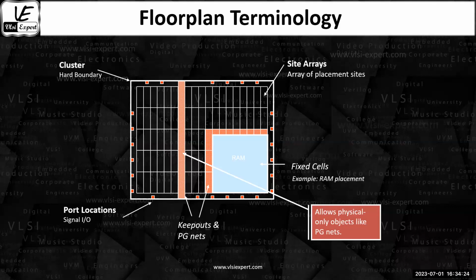So I think when you learn the PD portion, then you will be able to figure out all these things. I'm just giving an idea. These are a couple of terminologies: the port location, the cluster site array. This is my fixed cell. This is a keep out margin. So maybe you can ask Aditya or anyone what the meaning of this is, and they will explain this particular part.